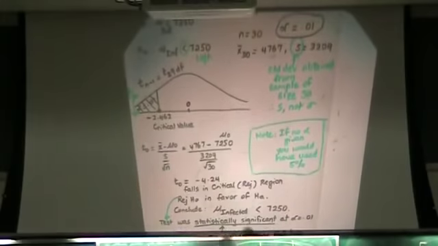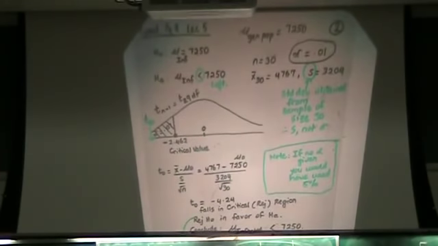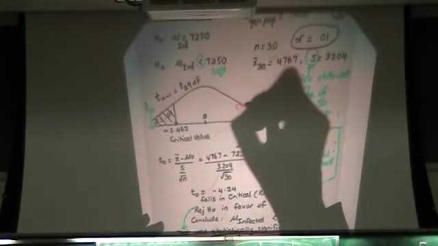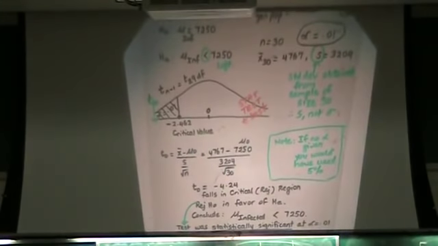Let's do the other one on the calculator. What page is it? Let's see. Page 2, this one on the calculator. This one would be stat, test, t-test. Data or stats? Do it with me, guys. Stat, test, t-test. Is it data or is it stats? Stats. Right. Mu naught equals 7250.